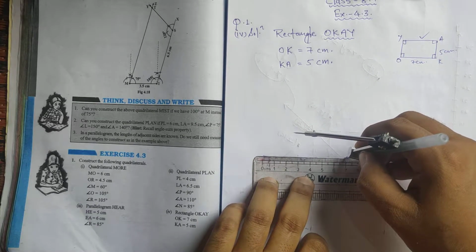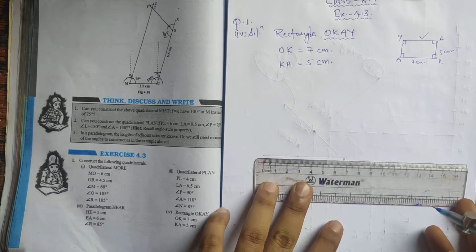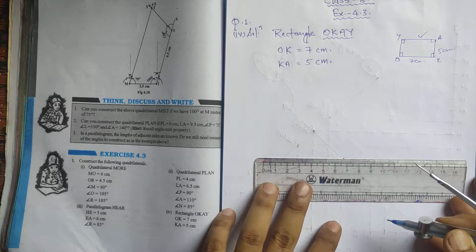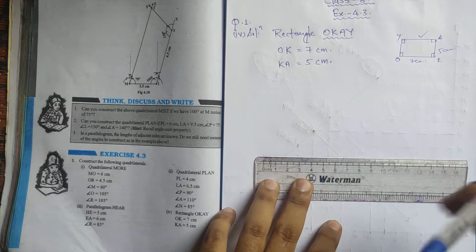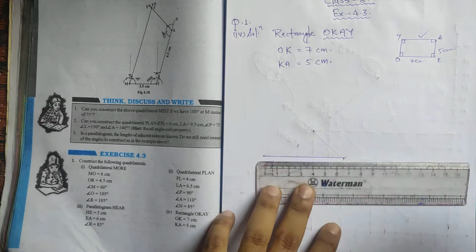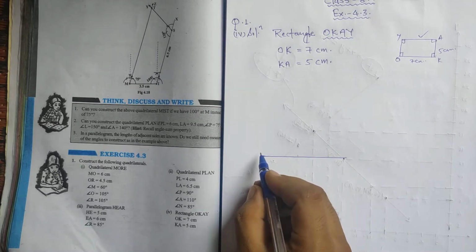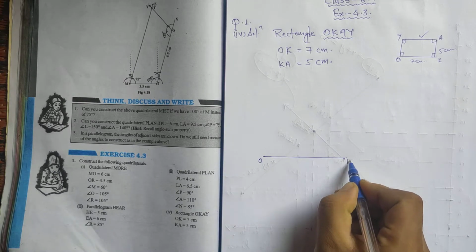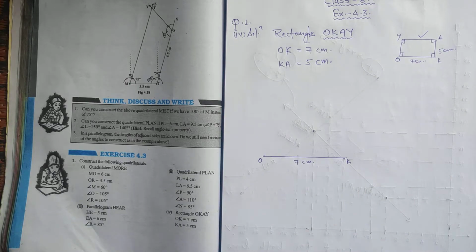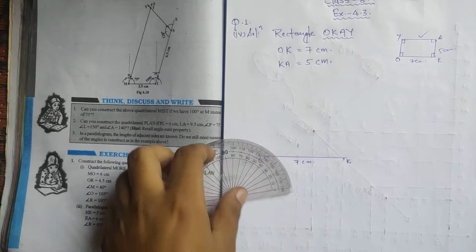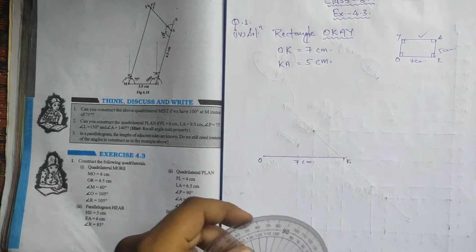So I constructed a line segment of 7 centimeter with the help of a ruler. We have to construct a line segment of 7 centimeter. Name this line segment OK, and it is of 7 centimeter. So I mentioned that. Now we have to make an angle of 90 degrees with the help of a protractor.